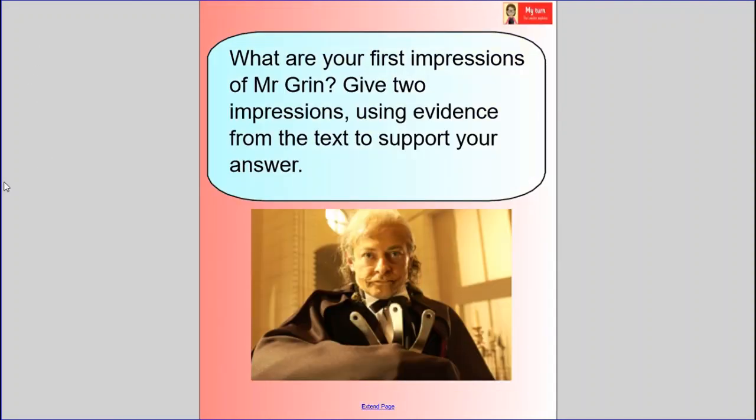So now we're going to apply what we've practiced in the starter task to these impression questions. So the question is, and this is my turn, what are your first impressions of Mr. Grin? Give 2 impressions using evidence from the text to support your answer.